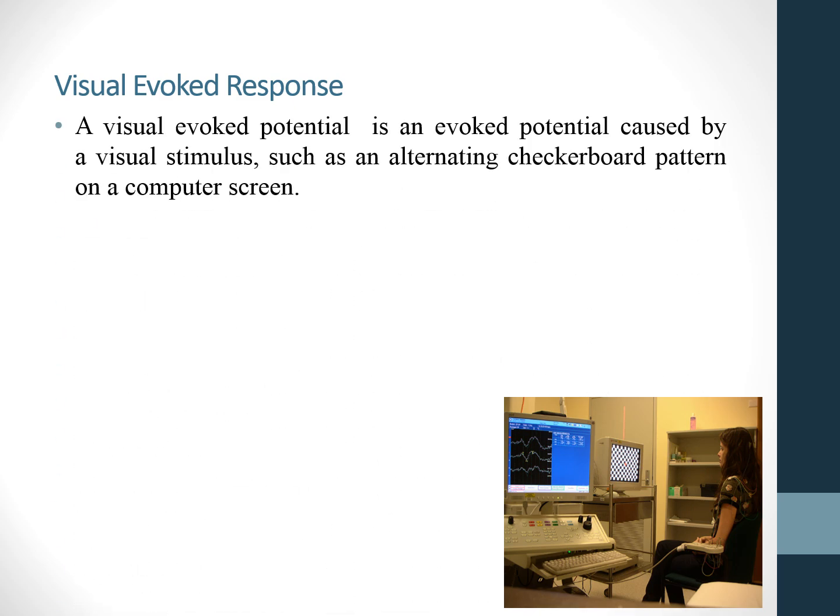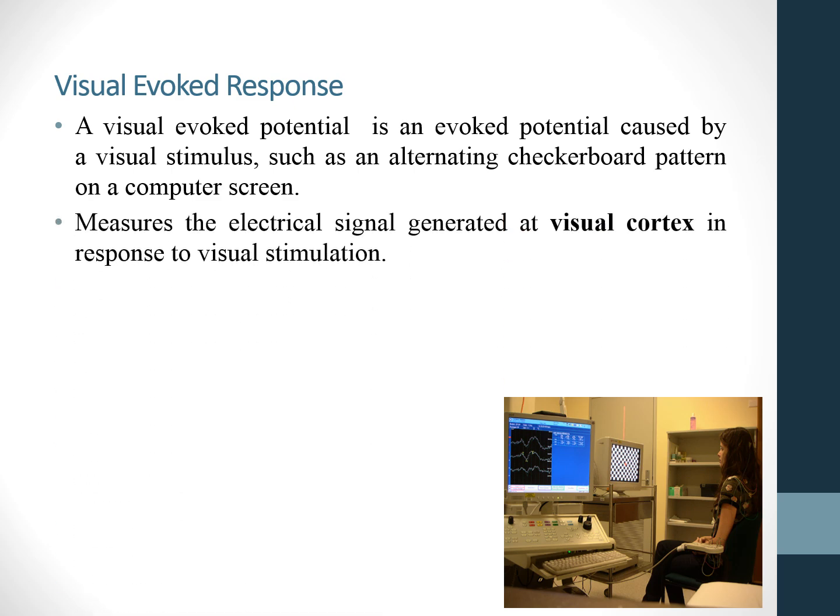So visual evoked response is basically a vision test that is used to measure neurological responses of the visual pathway. Visual evoked potential is an evoked potential that is caused by a visual stimulus, such as an alternating checkerboard pattern on a computer screen. It measures the electrical signals that are generated at the visual cortex in response to the visual stimulus.